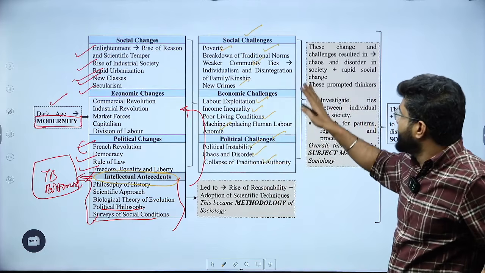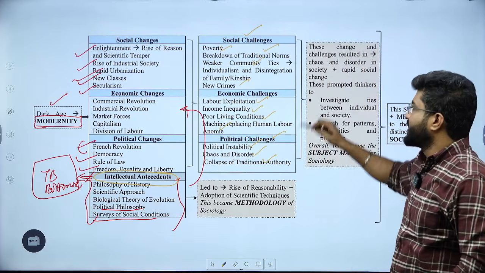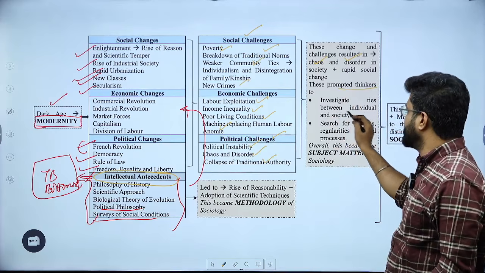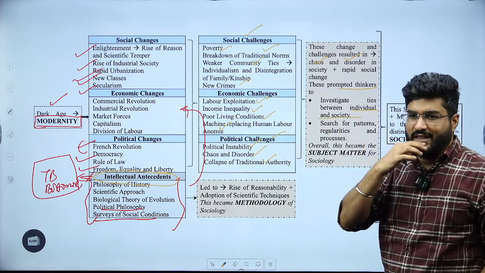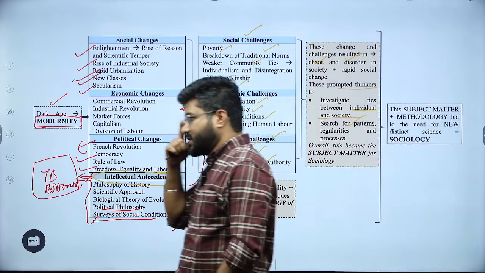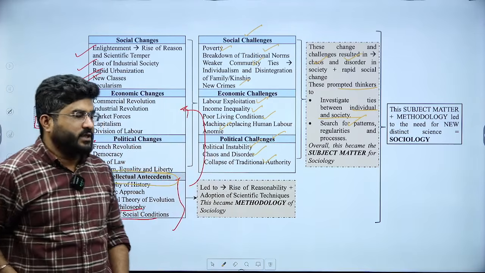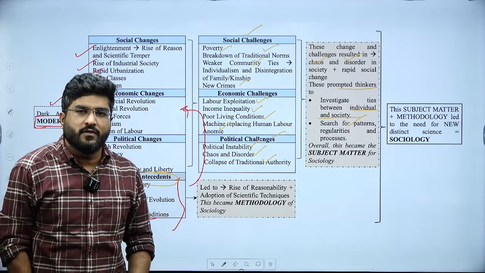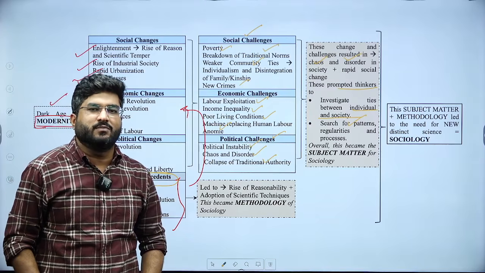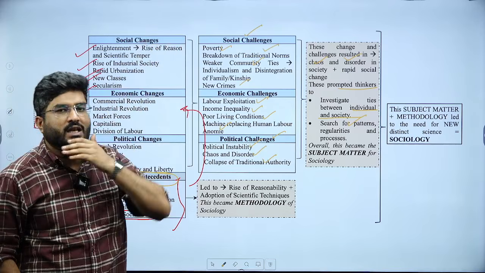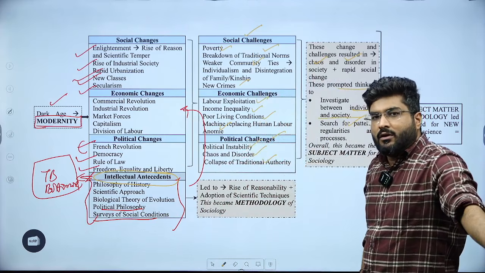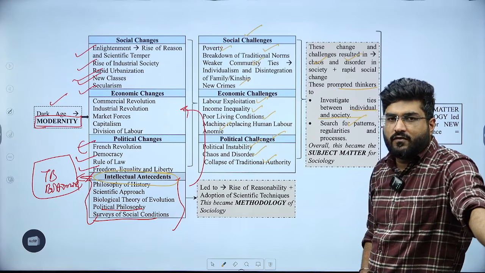These changes and challenges resulted in chaos and disorder in society, which prompted thinkers to investigate the individual and society, what the relationship between them is, and to search for patterns, regularities and processes on the basis of which these could be understood. Hence this became the subject matter of sociology, and we see the birth of sociology as a distinct subject to understand changes and challenges, and the problems arising from them. So this was the emergence of sociology.